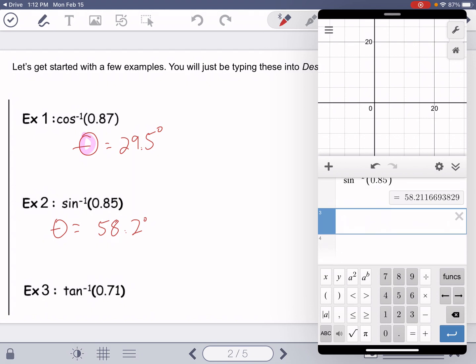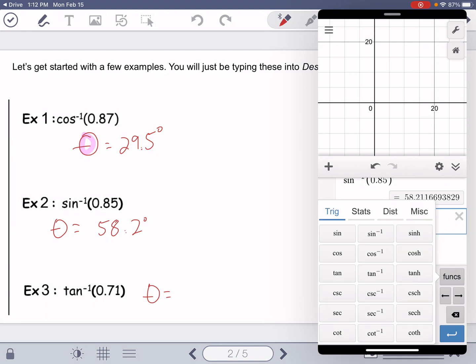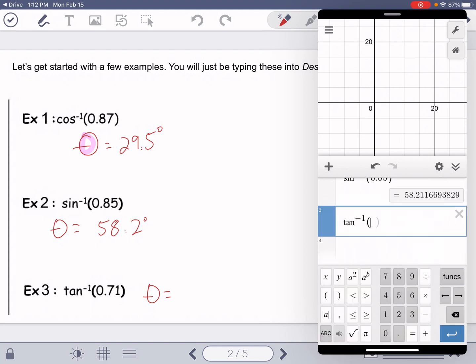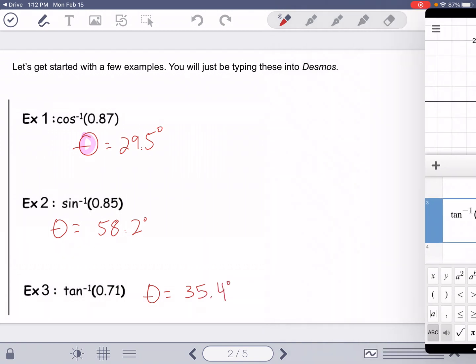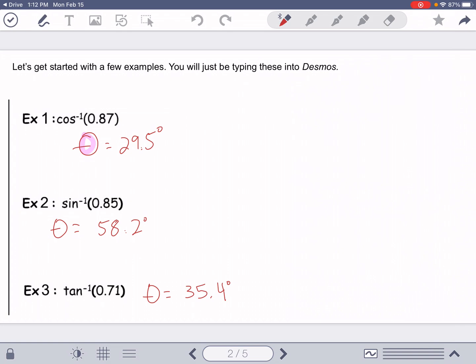And then the last one is the tangent of this angle is 0.71. What is the angle? So theta, I'm hitting functions, and I'm going over here in the middle, inverse tangent, 0.71 and a parenthesis. So this would be 35.4 degrees. And that's all you're doing. Make sure it's in degree mode. Punch the numbers carefully.